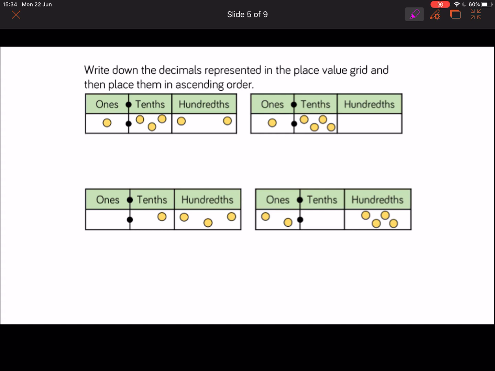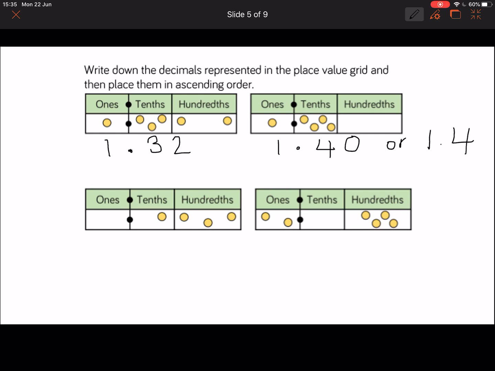Okay, so we need to write down the decimals represented in the place value grid and then place them in order. So first thing I'm going to do is make sure I write down the numbers for all of them. This first one, I've got 1 in the ones position, 0.32. So just mark that as right if you've got that. Then I've got 1.4. Well, I haven't got anything in the hundredths, so I can put a 0, but just know that you don't need to. You could also write it as 1.4. It means exactly the same thing.